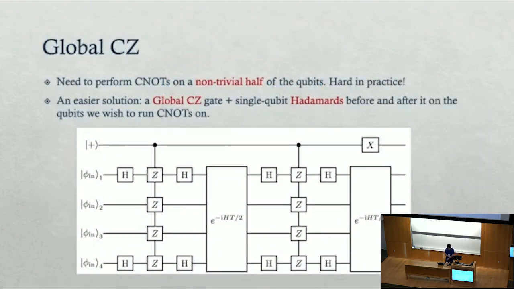Now, actually, as I said before, we need to apply the CNOT gates on only one color of the lattice. That is quite a non-trivial half of the qubits, so it may be very hard in practice to implement this. So we came up with an easier solution. That is, we can use a global CZ gate plus some single qubit Hadamards before and after the global CZ gate on the qubits that we wish to run CNOT on. So the final circuit is shown here. You can see we need to use CZ gates twice, Hadamard gates 4 times, and the evolution twice. We'll be able to prepare the history state.